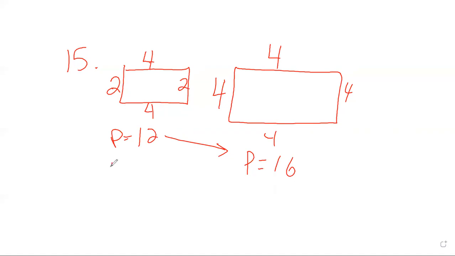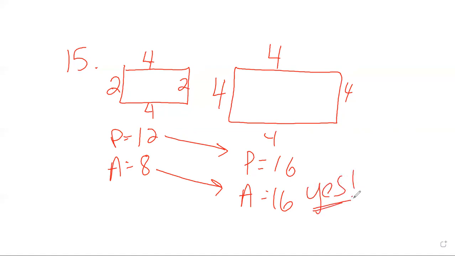B, is the area multiplied by 4? Well, let's compare the areas. The area of the first one is 4 times 2 is 8. The area of the second one is 4 times 4 is 16. Is the area multiplied by 4? No, that is not correct either, because it would be 8 times 4. The letter C, area is doubled. Yes, that is correct. Area is doubled, that is C. And D, the perimeter is tripled. Well, clearly, no, not tripled, because 12 times 3 is not 16. So the answer is C for 15.